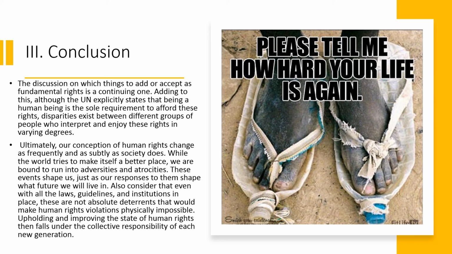Also consider that even with all the laws, guidelines, and institutions in place, these are not absolute deterrents that would make human rights violations physically impossible. Of course not. There are people, there are nations who would think that they are beyond the reach of the law, or that there are just some people who value their cause more than the rights of other people. And maybe, but I do not really want to think about this, maybe there are just really bad people, or bad nations. Upholding and improving the state of human rights then falls under the collective responsibility of each new generation.